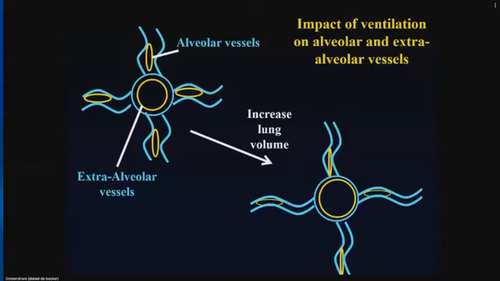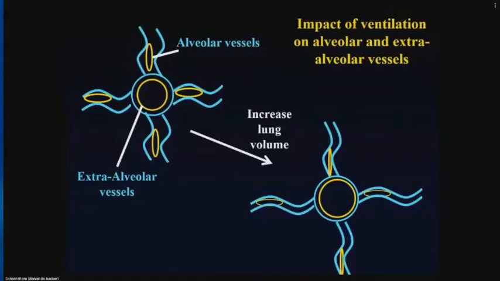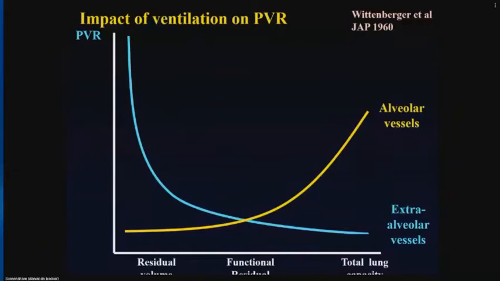And so, if we look at the impact on the vascular resistance on the different vessels, for the alveolar vessels, there is a progressive increase in the resistance of these vessels because indeed these vessels will be squeezed during the increase in the tidal volume. On the other hand, for the extra-alveolar vessels, because these will be dilating, there will be a decrease in the resistance of these.